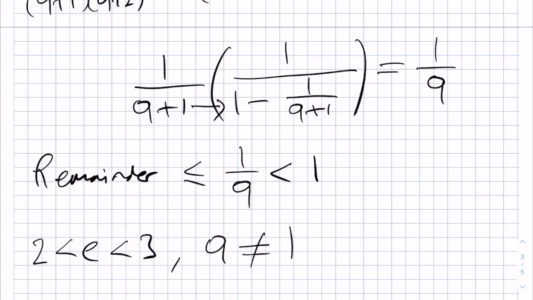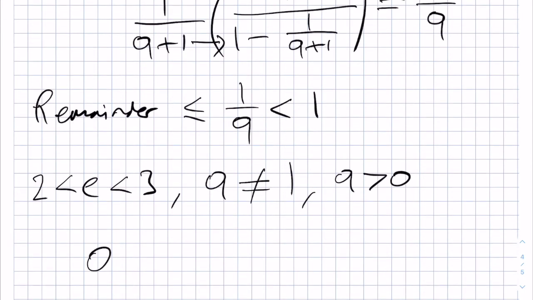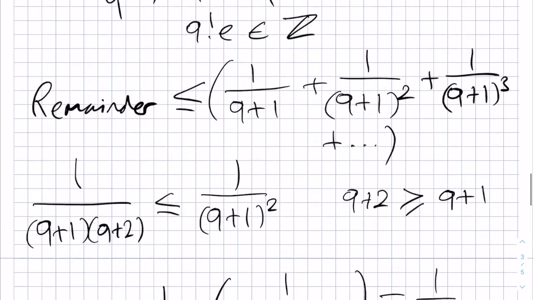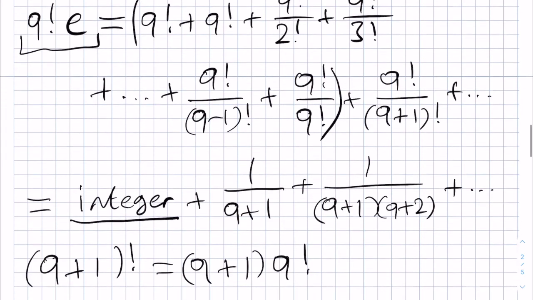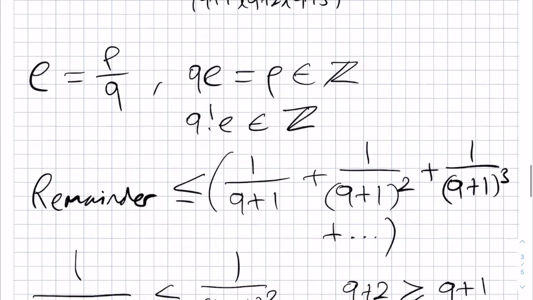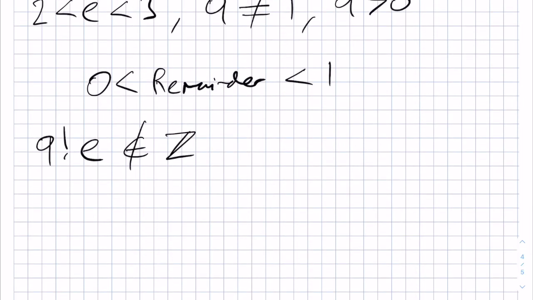Now, we can further assume that q is positive by taking p to also be positive, and hence the overall remainder expression is strictly between 0 and 1, and therefore it certainly cannot be an integer. Hence, q factorial times e is not an integer either, because it's equal to the sum of an integer plus this remainder, which is between 0 and 1. And therefore, q factorial e cannot be an integer, and this is our contradiction. Hence, we have shown that e is irrational.